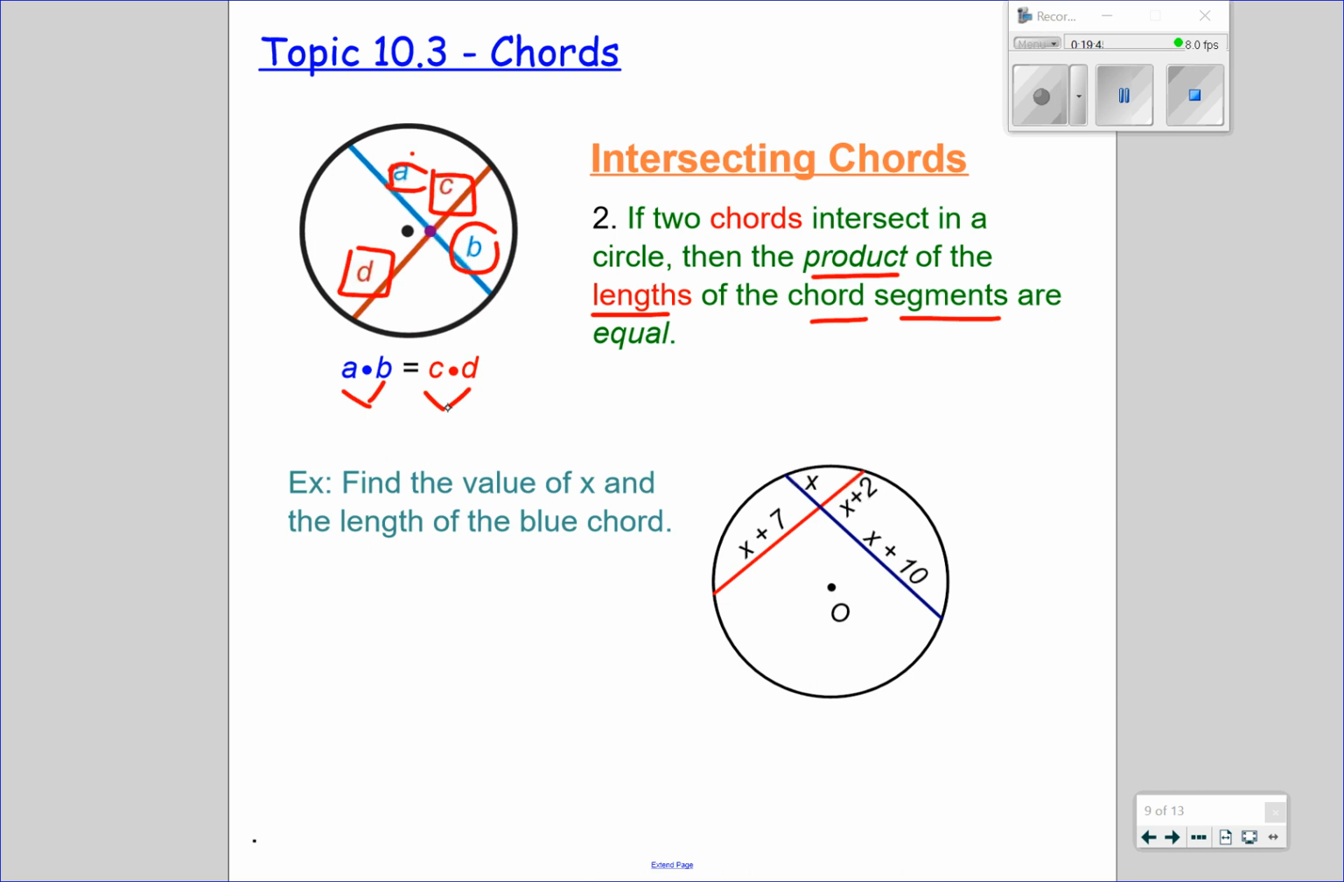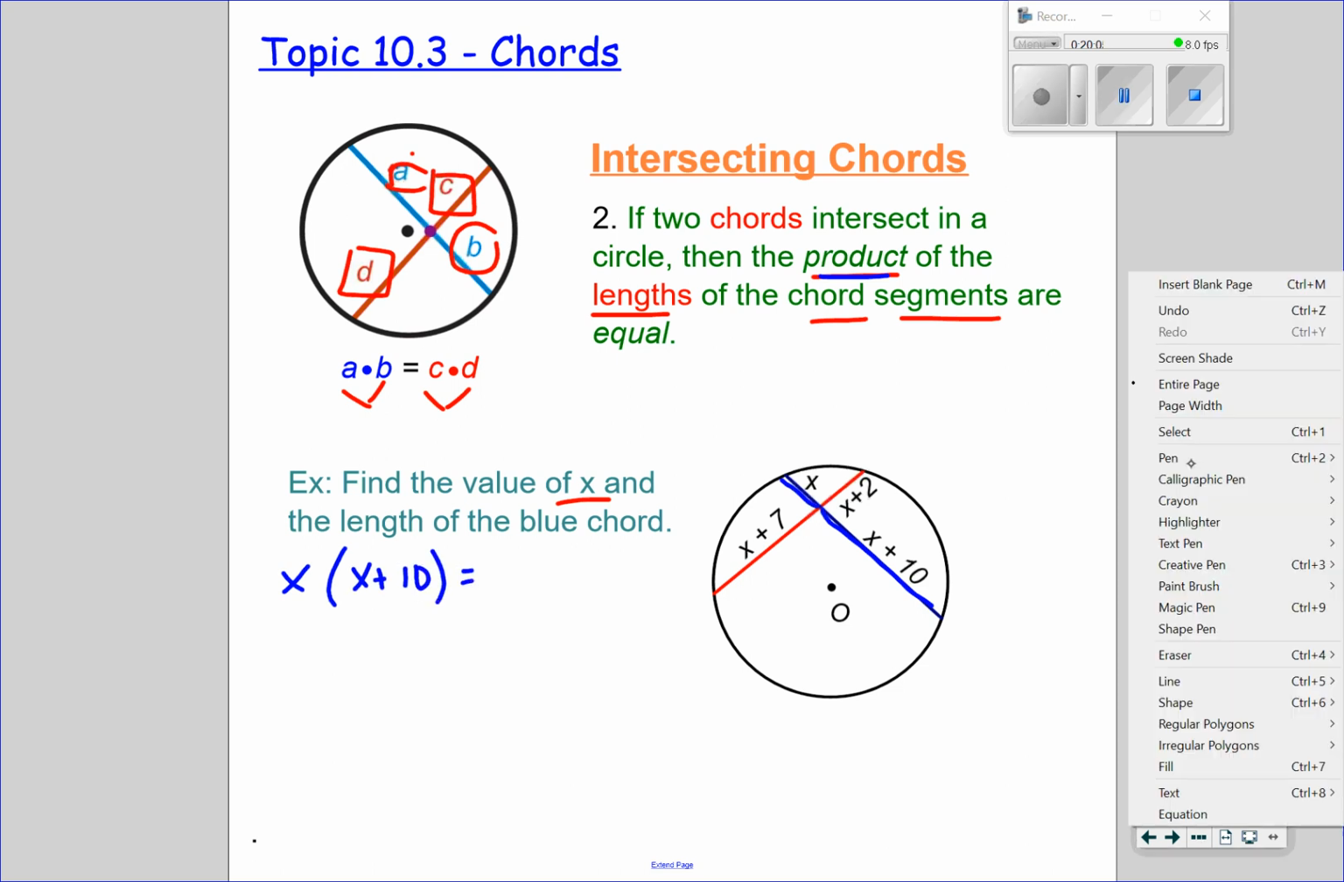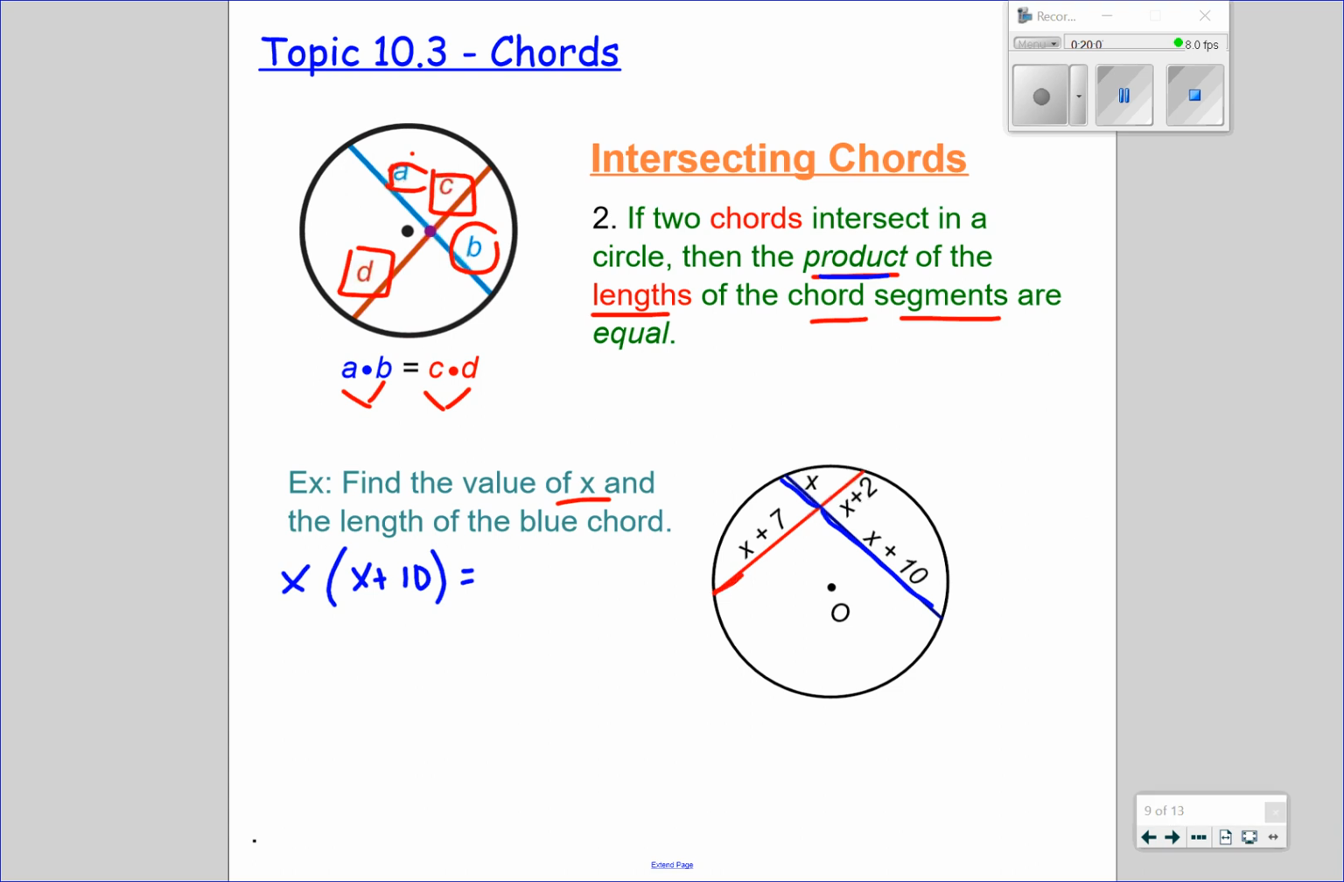It says find the value of x and the length of the blue chord. Well, if I look at the two sections of the blue chord, that would be this piece and this piece. Remember, we're going to do the product. So if I do x times x plus 10, I should be able to set them equal to the product of the two pieces of the red chord, x plus 7 and x plus 2. So x plus 7 all times x plus 2.